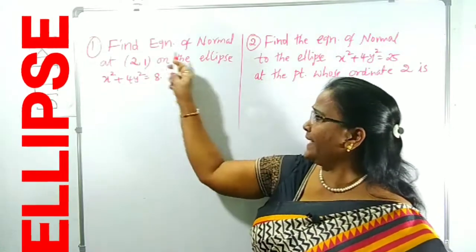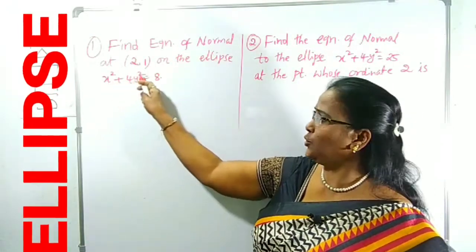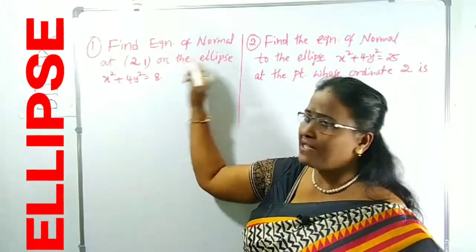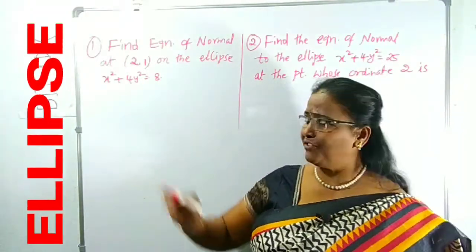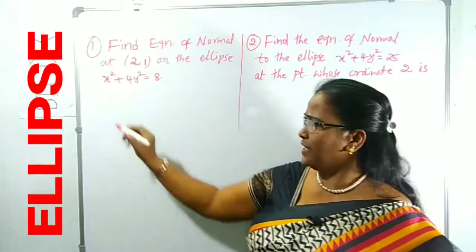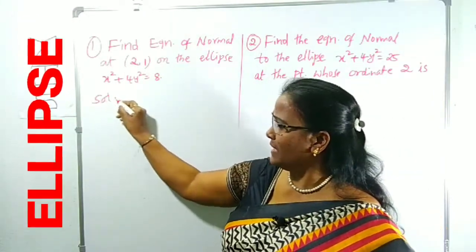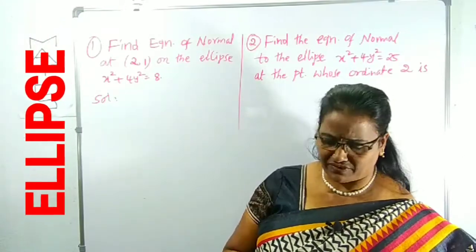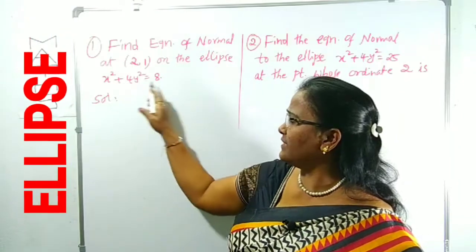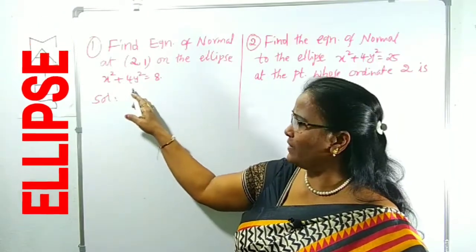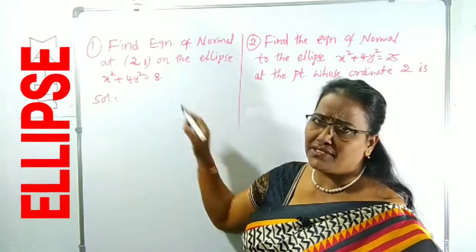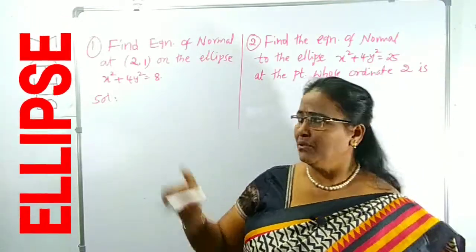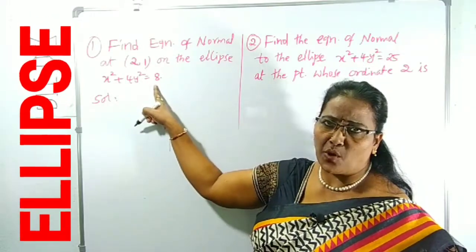What is there? Find the equation of normal at (2, 1) on the ellipse. That point (2, 1) is on the ellipse. We can find out the equation of normal at that point. Okay. First, to find the equation of normal at that point, we can reduce the given equation of the ellipse into standard form. What is the given equation here? x square plus 4y square is equal to 8. To reduce into standard form, we have to divide on both sides by 8, you know very well, because we can reduce the constant as 1, right?